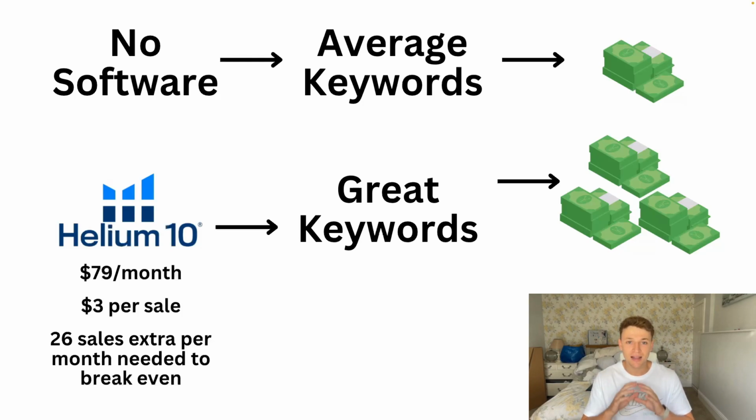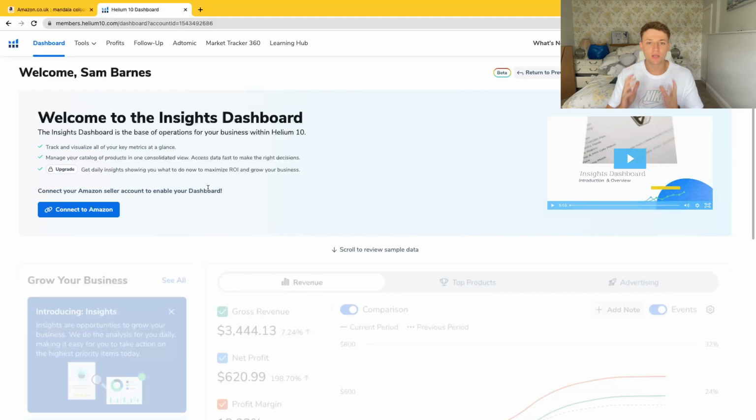And I'm going to show you exactly how you can use Helium 10, the most powerful keyword research software, to find these profitable keywords in this video. I'm going to jump straight over to Helium 10 now. So once you're in Helium 10, this is the screen that you're going to be seeing once you've logged in and paid for your membership.